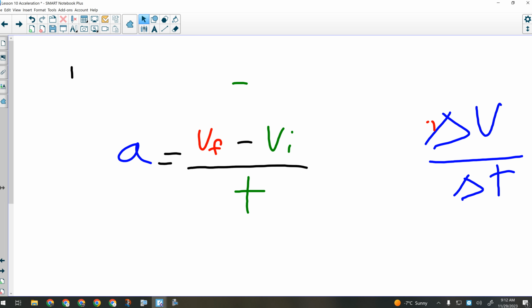I am going to add VI eventually, but it's not what I want to do first. What do I want to move first? T. Yeah. I want to get t back over here, multiply both sides by t. And now I want to add VI. So I'm going to take VI over here.